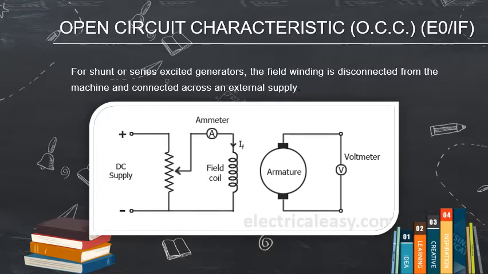This is the diagram for OCC characteristics. For a shunt or series excited generator, the field winding is disconnected from the machine and connected across an external supply. So in this diagram, the field winding is connected to the DC supply and one ammeter is connected in series with the field winding. The armature winding is open circuited, and one voltmeter is connected to measure the open circuit voltage. Because in open circuit the current is zero, we can measure the voltage.